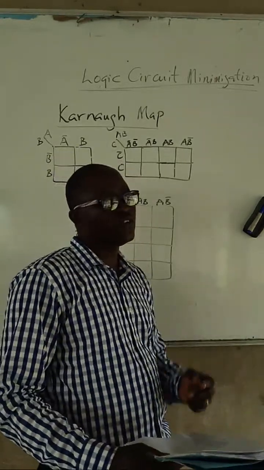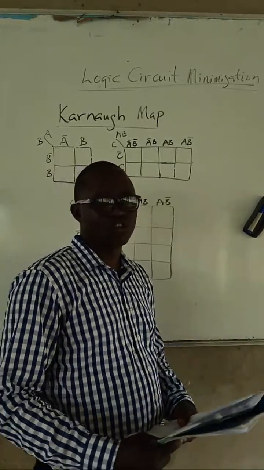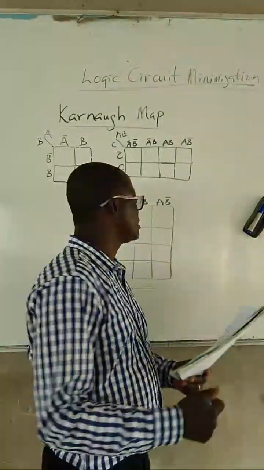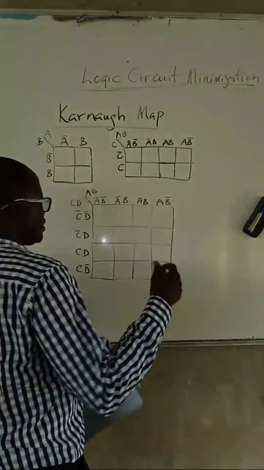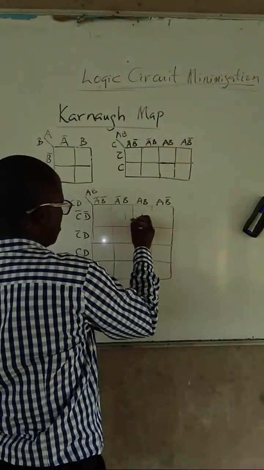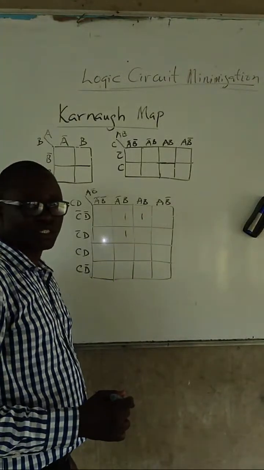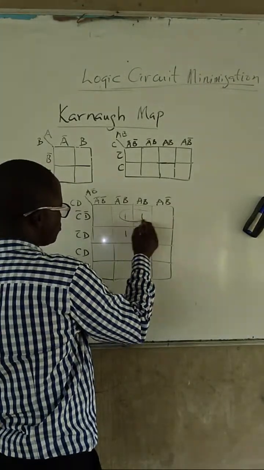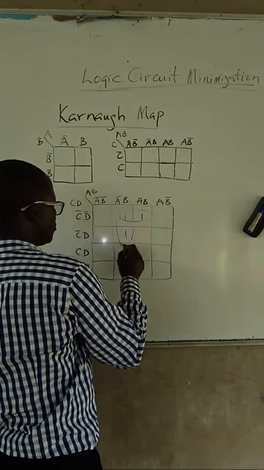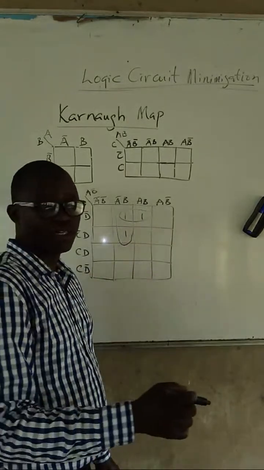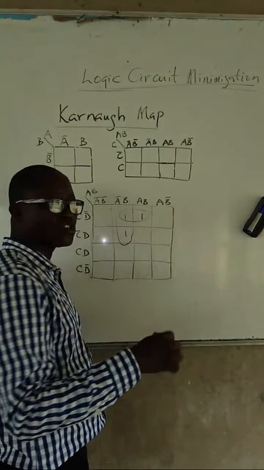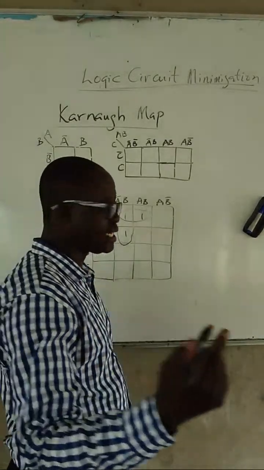If 3 ones are together, you don't map the 3 together. For instance, you can have 1 here, 1 here, and 1 here. You cannot map these 3 together. But rather, you can map these 2, and then you can map these 2. That means you are going to have 2 maps. But you cannot map the 3 of them. There's no way to simplify the 3 of them together like that.